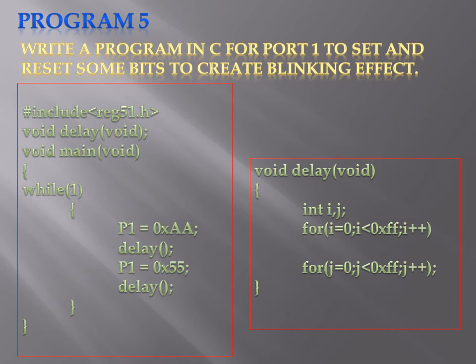Now P1 is equal to 0x55. Firstly the bits set were 1 0 1 0 1 0 1 0, now it is 0 1 0 1 0 1 0 1 because the content is 55. So those bits which were set earlier are now reset. We say P1 equal to 0xff, then again call the delay. For some time alternate bits will be 1 and alternate bits will be 0. Then after the delay, what were ones will be zeros and what were zeros will be ones. This creates a blinking of LEDs. The LEDs glow and then go off for some time, and so it's a blinking process.